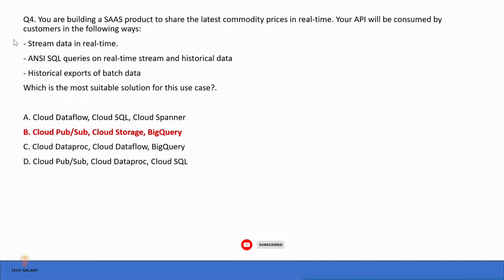So you can store objects in containers called buckets. All buckets are associated with a project and you can group your projects under an organization. So option B is correct. Option C, Cloud Dataflow, BigQuery. Using these services, we cannot achieve the requirement which is stated in the question. Option D as well. So option B is the correct solution for this scenario.